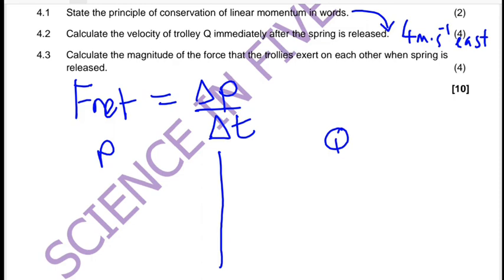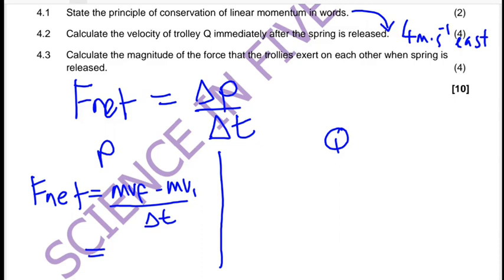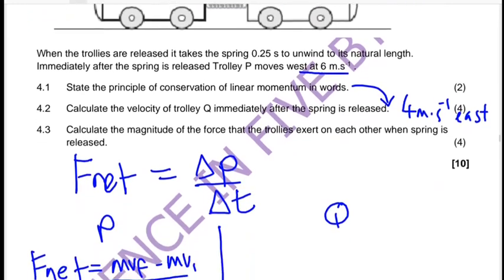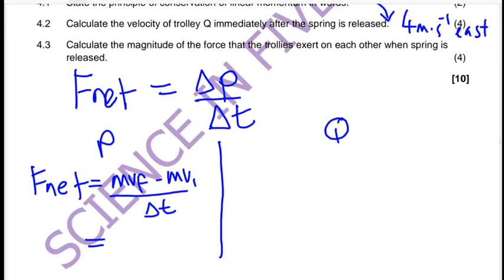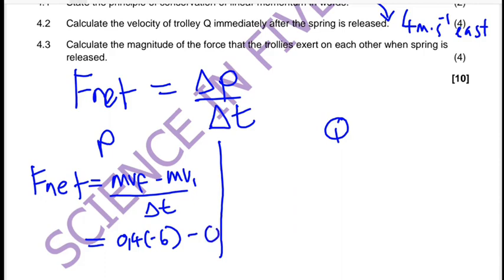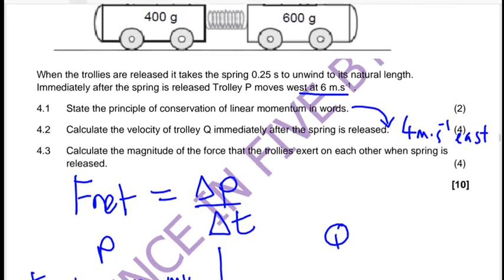If we use P, we're going to say F net is equal to delta P, final momentum minus initial momentum, over time. What is the final momentum? We know the velocity is 6 and the mass is 0.4. So it's going to be 0.4 times negative 6, minus the initial momentum, which was 0, all over 0.25.